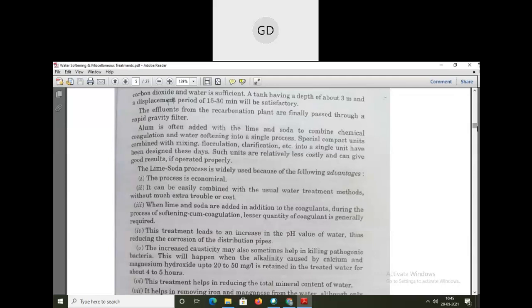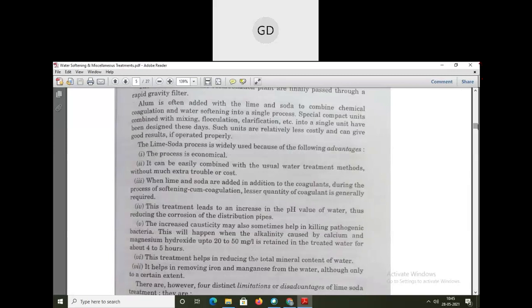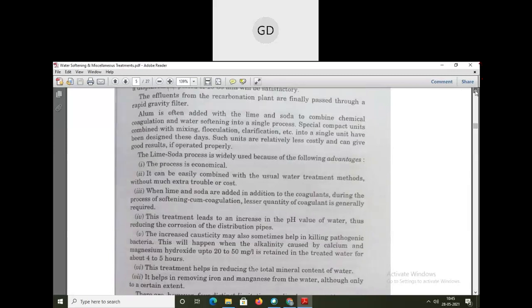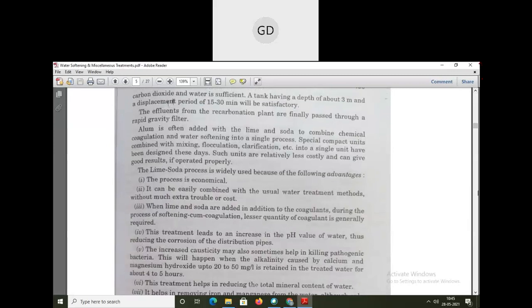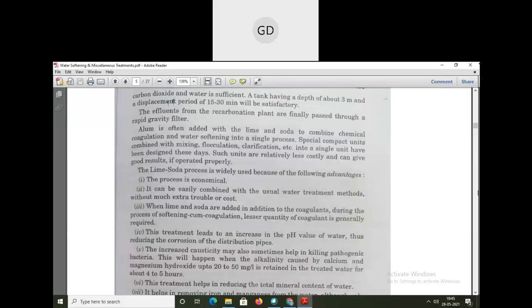Now, when you add lime soda to the water, there are certain advantages and also some disadvantages of the lime soda process. What are the advantages? First of all, the process is very economical. It can easily be combined with the usual water treatment methods without much extra trouble or cost. You can do it in a similar way to the normal water treatment methods, and there is no extra cost.